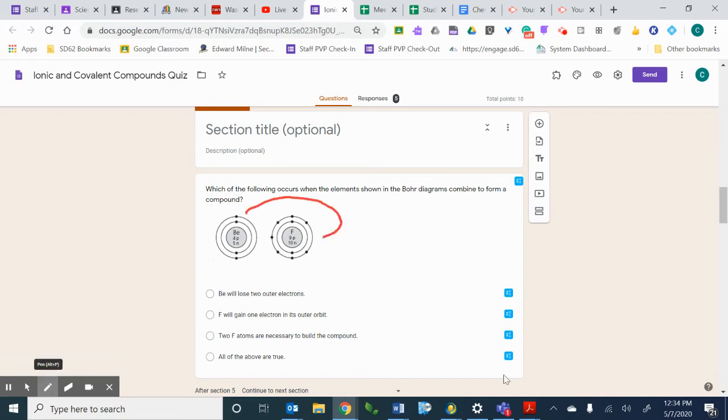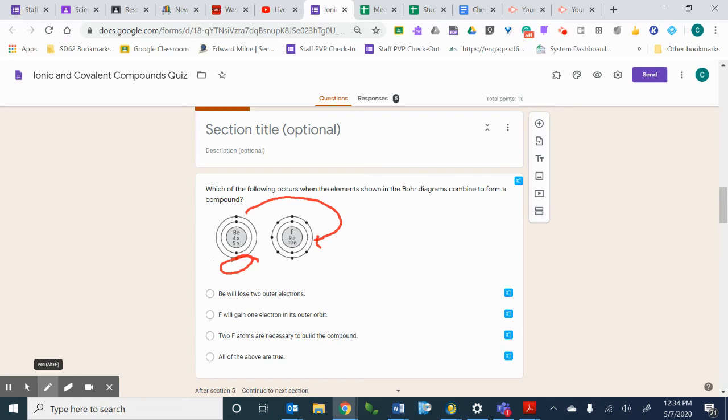So what happens here is that electron will get transferred over there to fill that outer shell of one fluorine atom. Now that means that the beryllium still has one more, but it would transfer that to another beryllium atom.